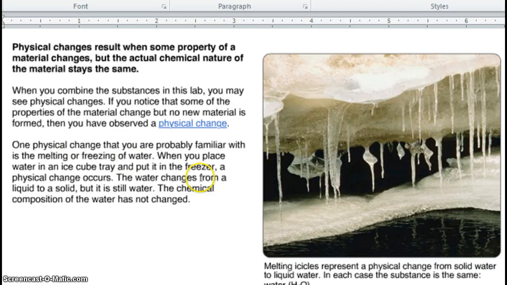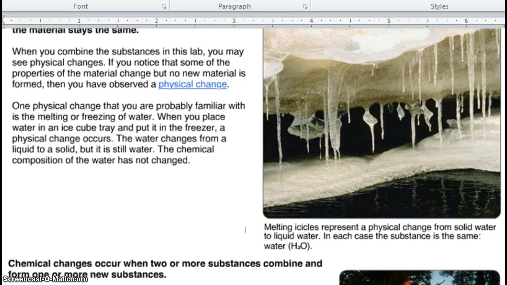One physical change that you are probably familiar with is the melting or freezing of water. When you place water in an ice cube tray and put it in the freezer, a physical change occurs. The water changes from a liquid to a solid, but it is still water. The chemical composition of water, H2O, has not changed. Melting icicles represent a physical change from solid water to liquid water. In each case, the substance is the same. It's water, H2O. Another example of a physical change is if you rip a piece of paper. It's still paper. If you bend your fingers, they're still your fingers. So those are physical changes.